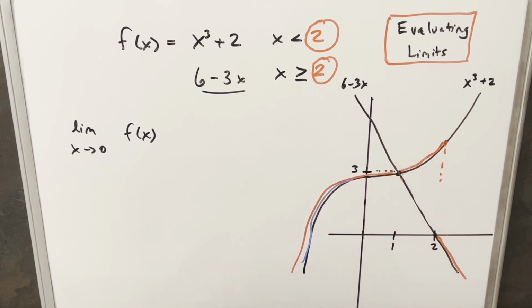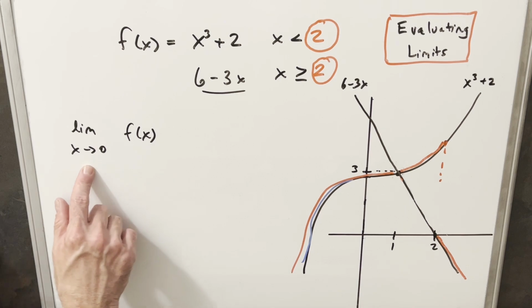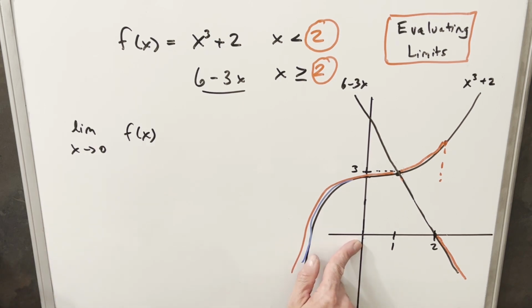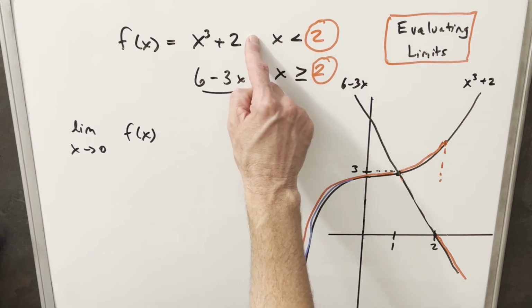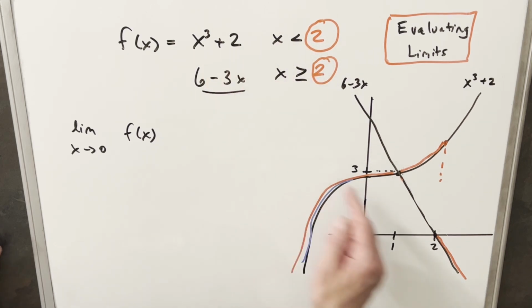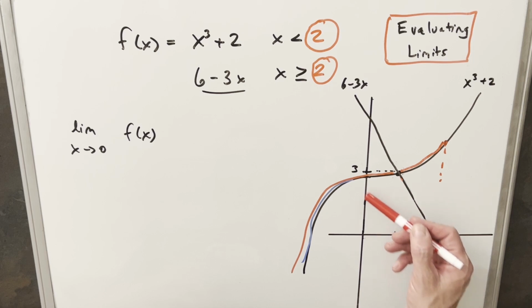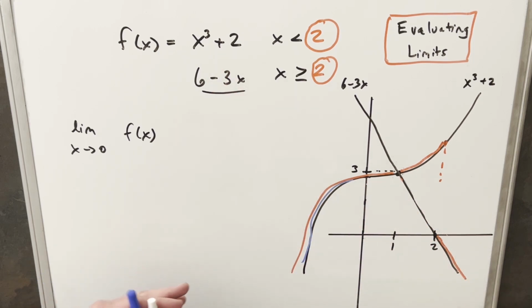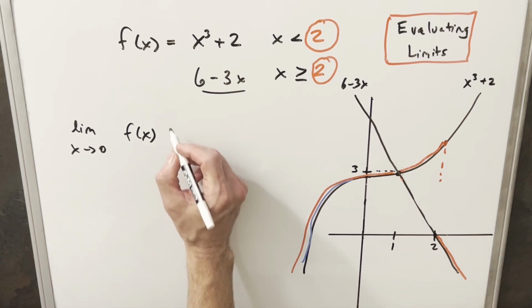plus 2 curve. So now for the problem we have here, we're asked to find the limit as x approaches 0 of f of x. Here's our 0 point right here. So at 0, 0 is less than 2. We're going to be using this first curve, x cubed plus 2, and coming right up here. And that value, you can't see it too well, but if you plug a 0 in there, you'll find this limit is actually going to be just 2.